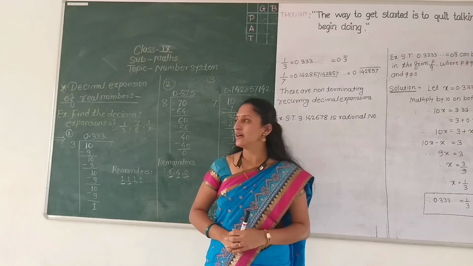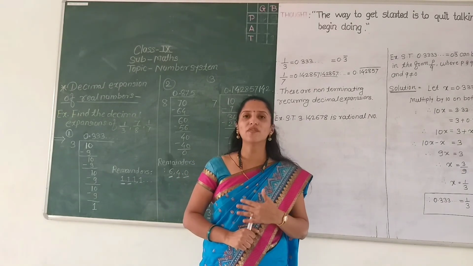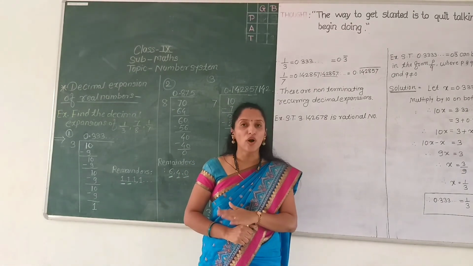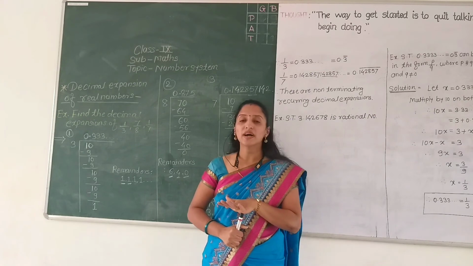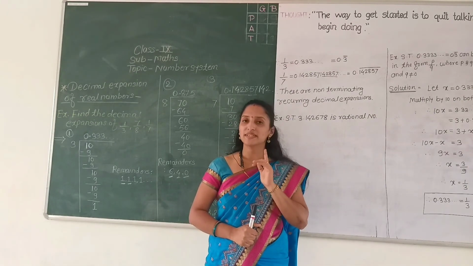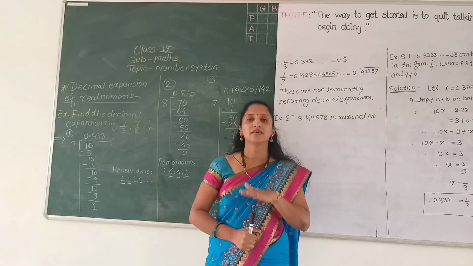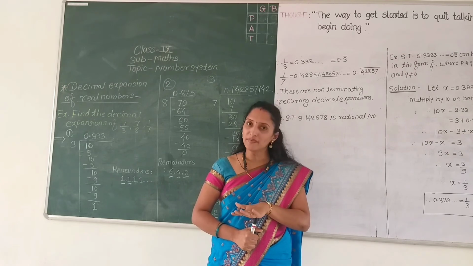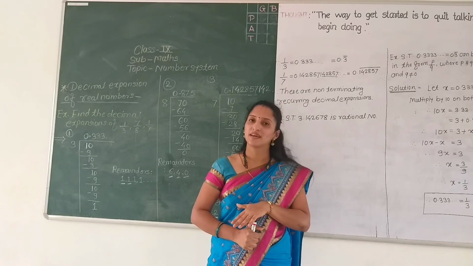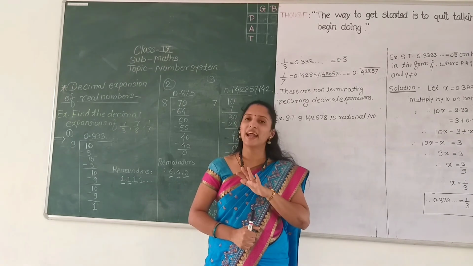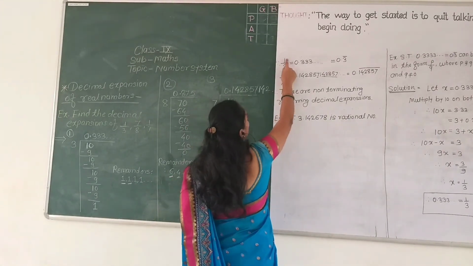Moreover, decimal expansion of an irrational number is non-terminating and non-recurring. This is the difference between decimal expansion of rational numbers and irrational numbers. Now listen carefully. Decimal expansion of real numbers is terminating or non-terminating recurring, and decimal expansion of irrational numbers is non-terminating and non-recurring.